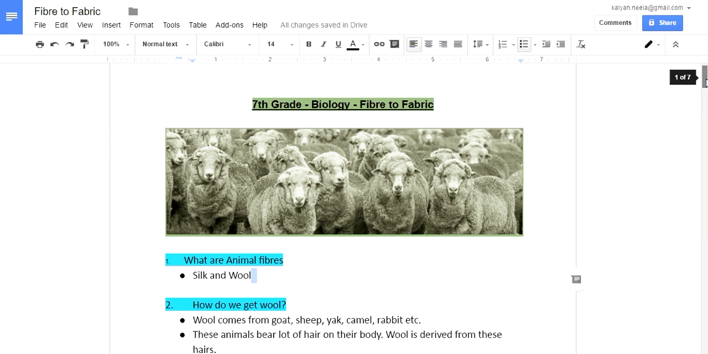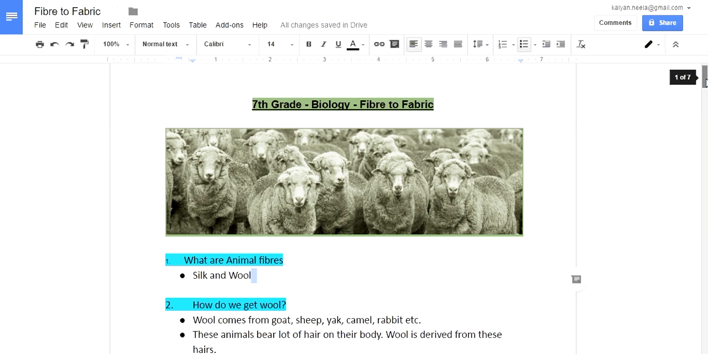What is fiber? Fabric is obtained by processing the fibers. Just memorize until that part. We get fabric from fiber. Now let us understand the different kinds of fibers. We have two types of fibers, animal fibers and plant fibers.